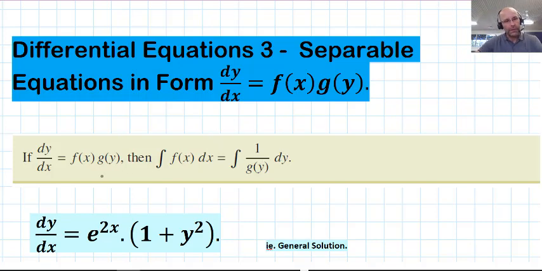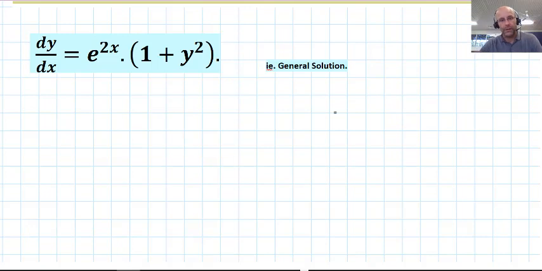Now, in general, if we have dy/dx equals f of x times g of y, we can separate them so that they take this form. On one side we have the integral of f of x dx, on the other side the integral of 1 over g of y dy, and note that the differential can sometimes sit up there on the numerator. So the differentials get split on opposite sides of the equal sign. We'll now have a look at two examples.